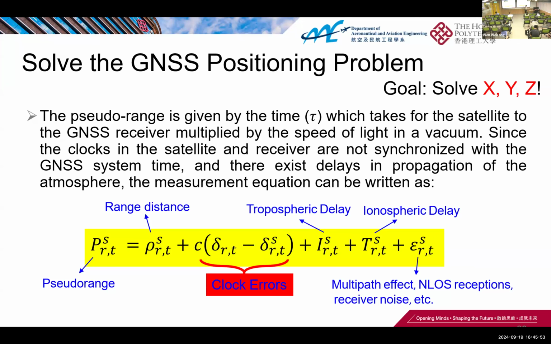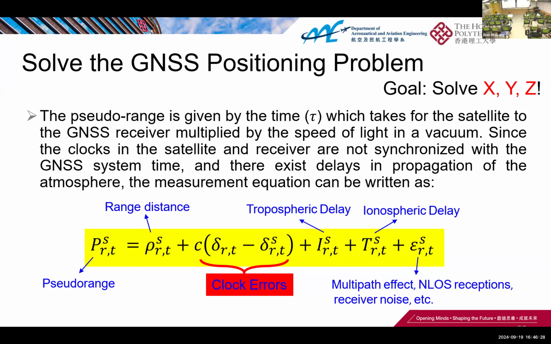So in this case, again, if there's no error terms from the clock, the left side is the measured range. The measured range comes from the time difference of the signal transmission multiplied by the speed of light. So this should be equivalent to the range distance, right? Because of the clock differences, we have additional terms in here. And this is also from the tropospheric delay and ionospheric delay.